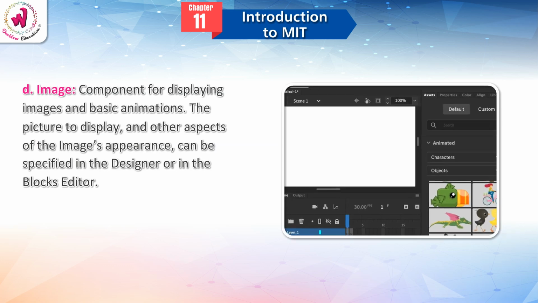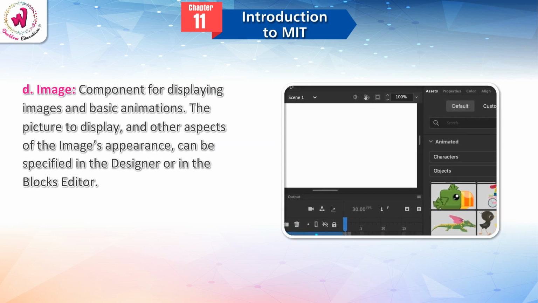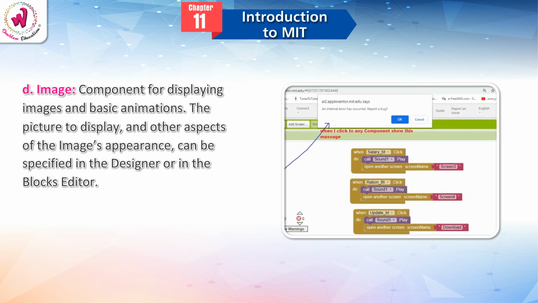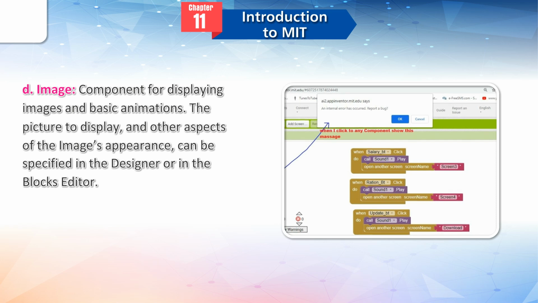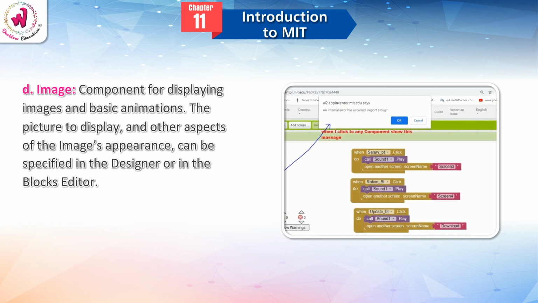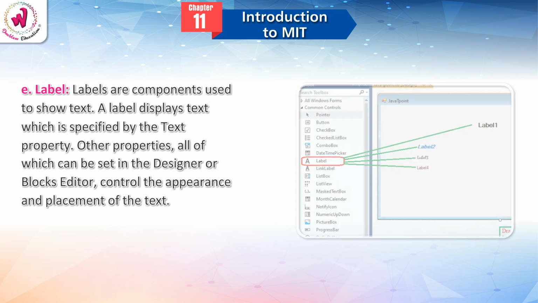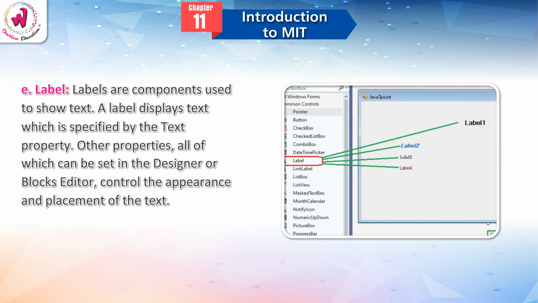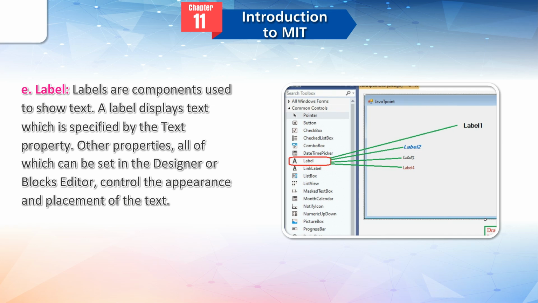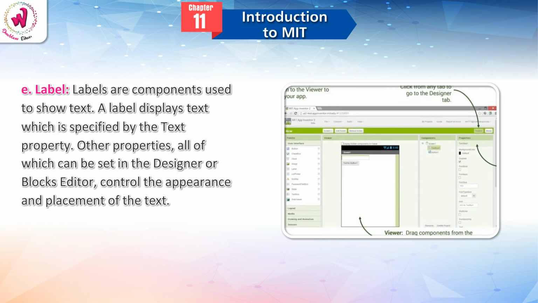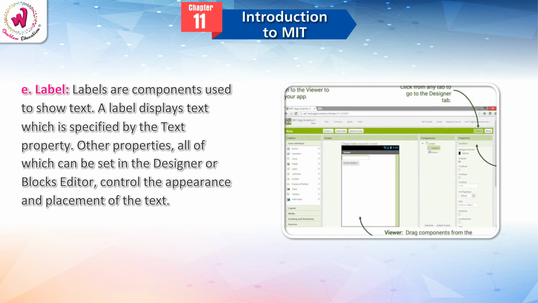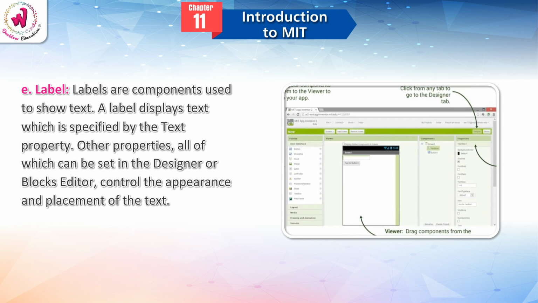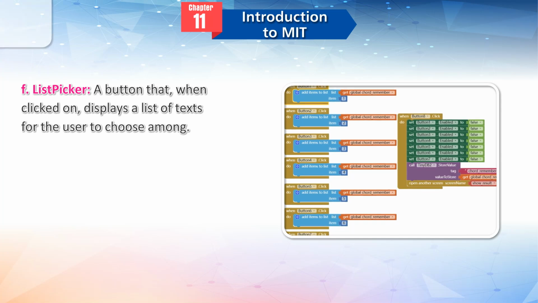D. Image. Component for displaying images and basic animations. The picture to display, and other aspects of the image's appearance, can be specified in the designer or in the blocks editor. E. Label. Labels are components used to show text. A label displays text which is specified by the text property. Other properties, all of which can be set in the designer or blocks editor, control the appearance and placement of the text.